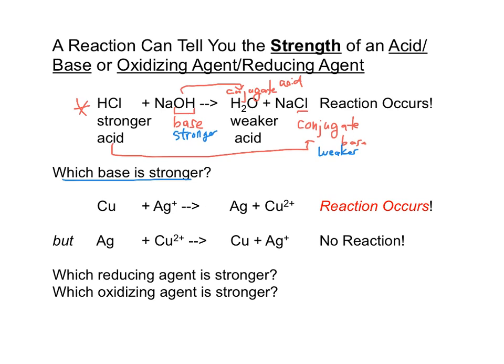For oxidation reduction reactions, this idea of stronger to weaker also applies. So stop the video and figure out which reducing agent is stronger based on these two reactions. Remember, metals are reducing agents, metal ions are oxidizing agents. So the answer is, copper is a stronger reducing agent than silver because that reaction occurs. The second reaction does not occur, which means that silver is a weaker reducing agent than copper. And for the oxidizing agents, note that the second reaction is the reverse of the first reaction. So if a reaction occurs in one direction, it will not occur in the reverse direction.